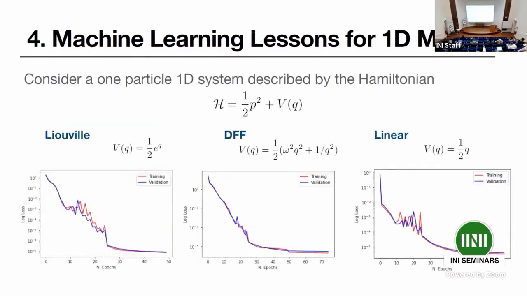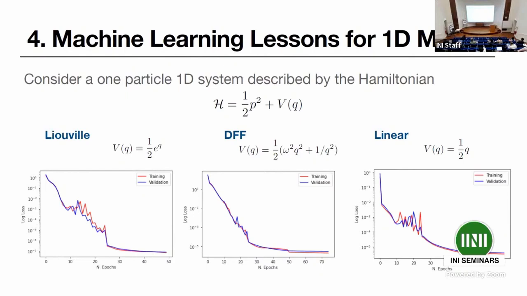As a warm-up, let me show you a much simpler system. We can take this one-particle Hamiltonian that is described by the kinetic term plus a potential, and then we can look at different potentials and see what happens. These types of exponential potentials are known as Liouville models. If you take a harmonic oscillator and a 1 over q squared term together, these are a family known as D'Alfaro-Fubini-Furlan models. Or you can take something linear and whatever crazy things you want to play with.